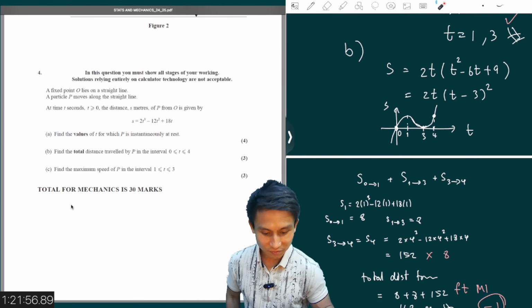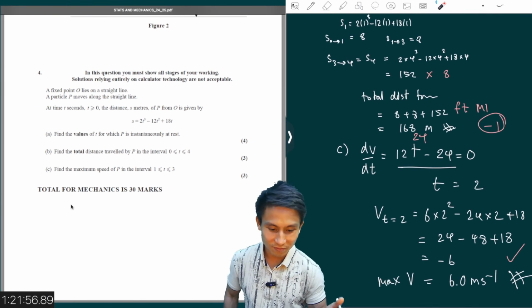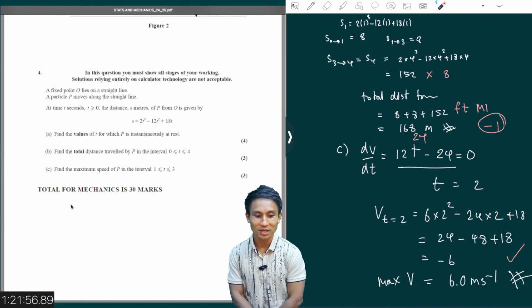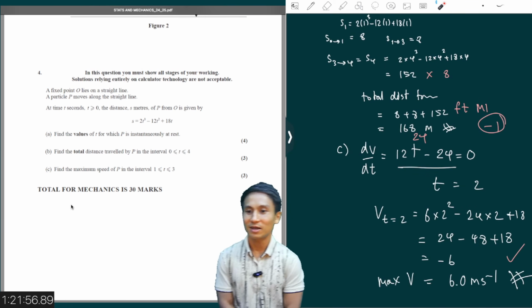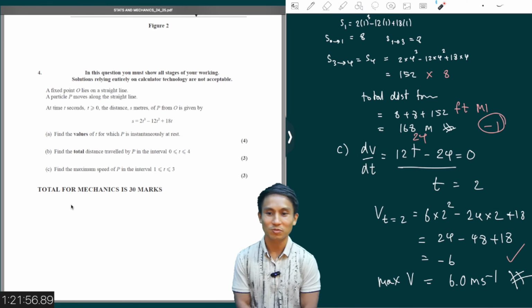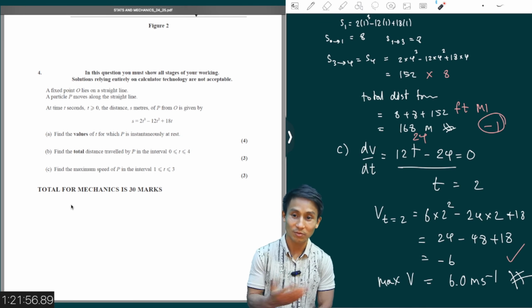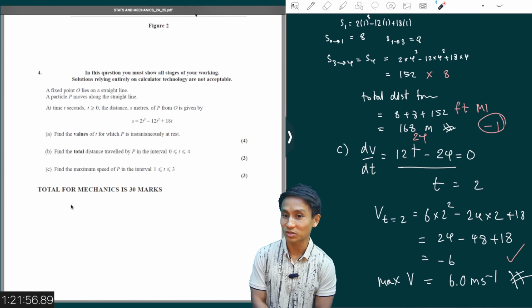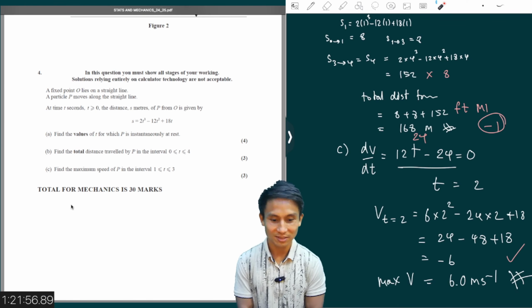And then maximum speed is fine, so we do dv by dt equals 0 and find the t, find the maximum speed. It was -6, but it doesn't matter which direction it goes, but we want the maximum. So the magnitude, which is the speed here, is 6.